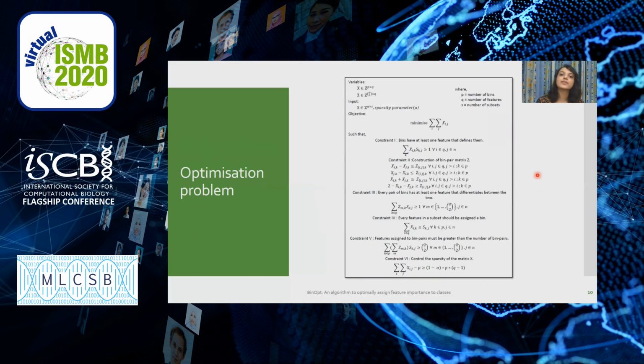Now, with this, we formulate our optimization problem where the first three constraints are basically the assumptions for the matrix, and the next two constraints are the assumptions for the subsets. And the last constraint is the sparsity constraint that controls the sparsity of the predicted matrix X. And this is especially important because the objective tries to minimize the number of ones in matrix X. So what this means is we try to reduce the number of bins a feature can belong to.